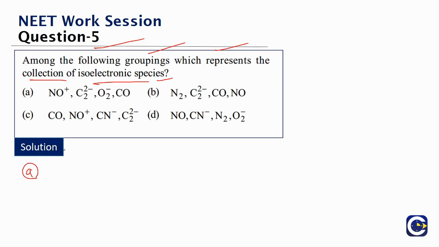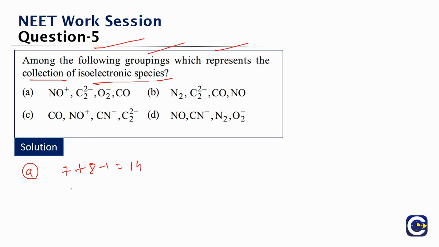So we'll start with option A. What is there in option A? NO plus. See, isoelectronic species means what? Here we are looking at the total molecule or the ion as such. So nitrogen, what is the number of electrons of nitrogen? Total number of electrons of nitrogen is 7. Plus oxygen is 8. And plus means we removed one electron. So 7 plus 8 is 15, minus 1, 14.